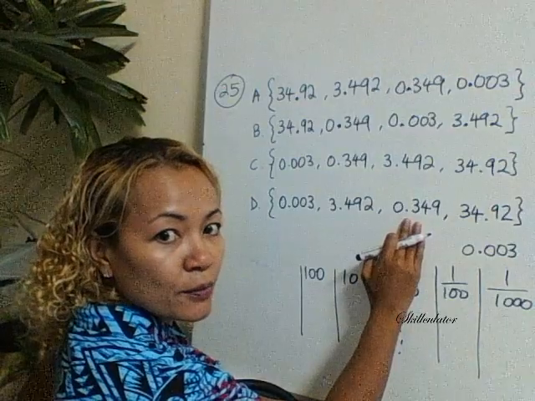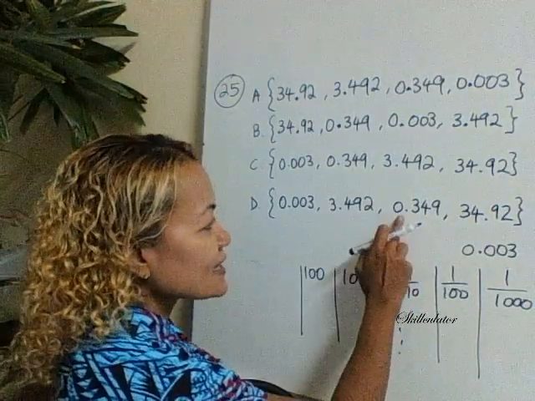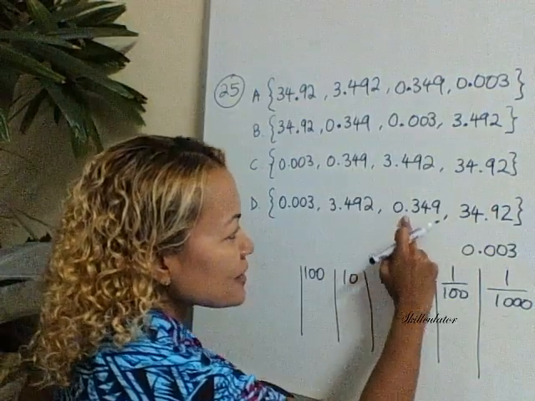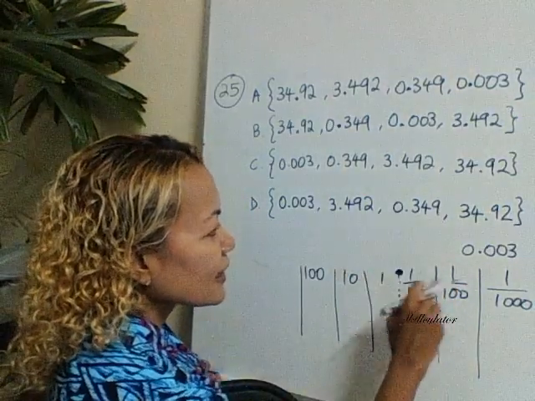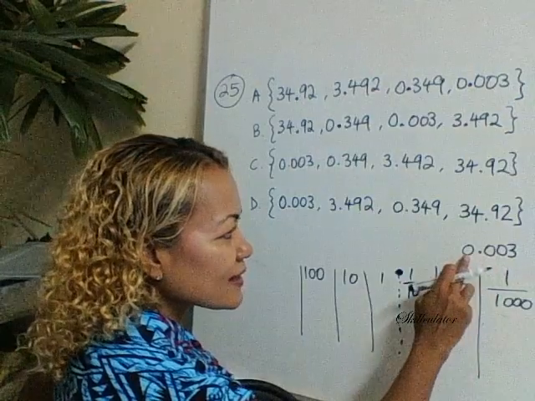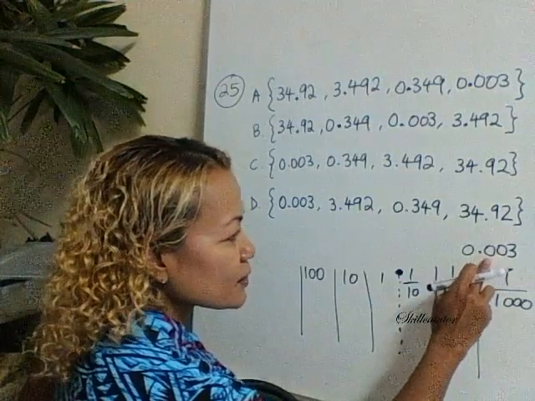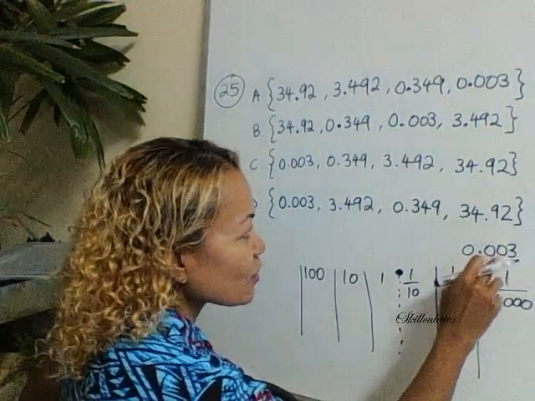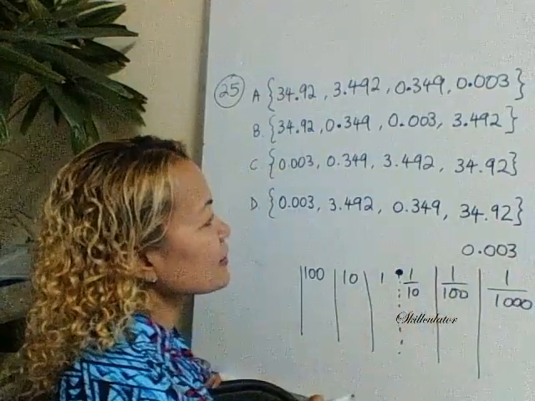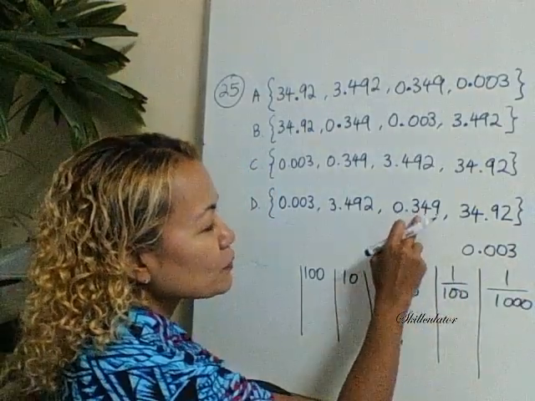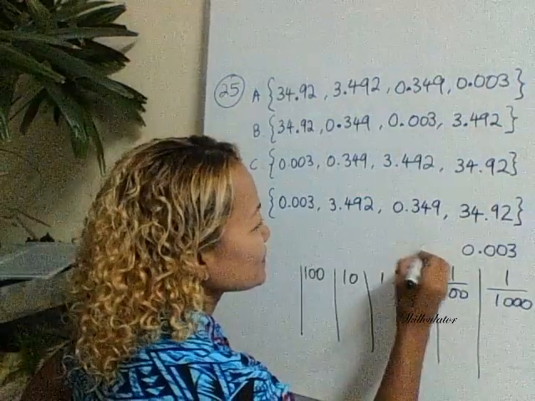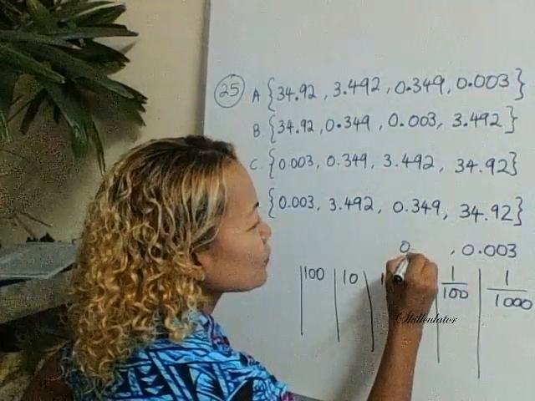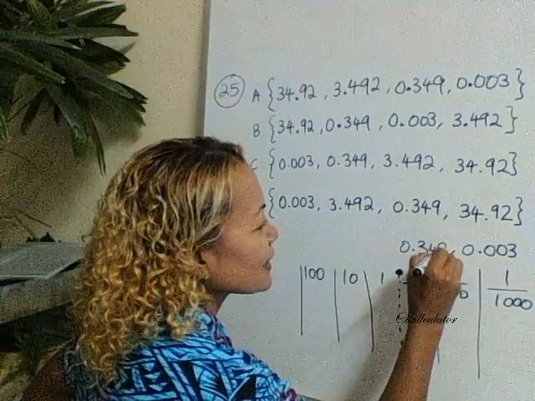This number, 0.349. It has nothing in the ones column. All its numbers are after the decimal point. So we'll look at that. Now it's bigger than this 0.003 because 0.003 has nothing in these columns and only a digit in the thousandths column. So we'll put this in the second place, second smallest. 0.349.